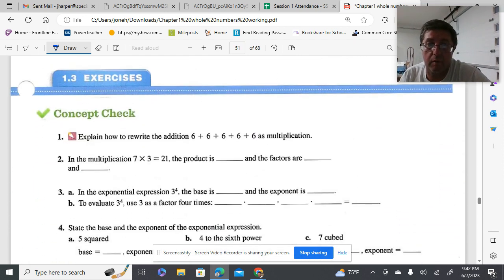So now we are on to the exercises. So for the first one, it's how many sixes are those? 1, 2, 3, 4, 5. So we would have 6 to the 5th power. And that's how you would read that.